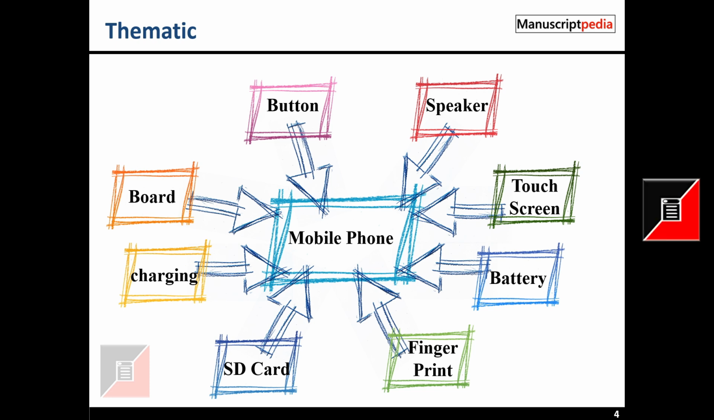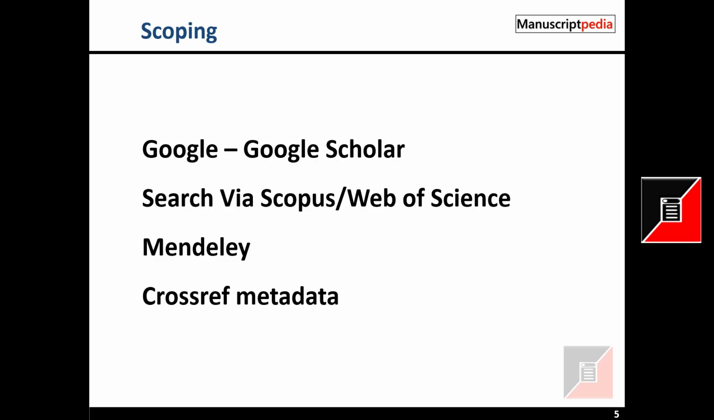That is a quite easier way of writing the literature review article. And the first thing is you have to search. You can use Google Scholar or you can search via Scopus, Web of Science, or mainly Crossref metadata. Various search engines are there. With the help of that you can search the literature.